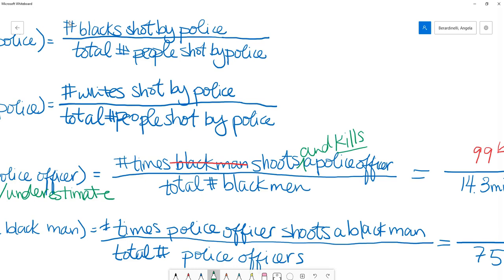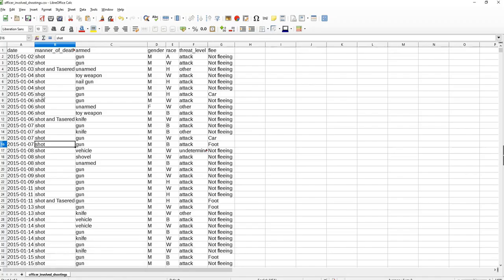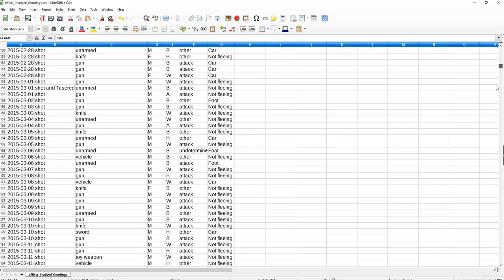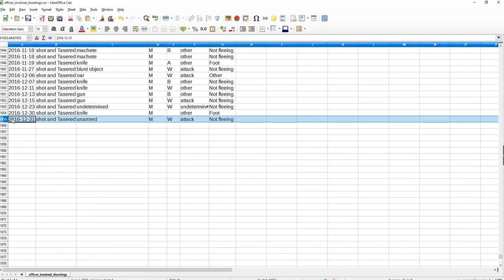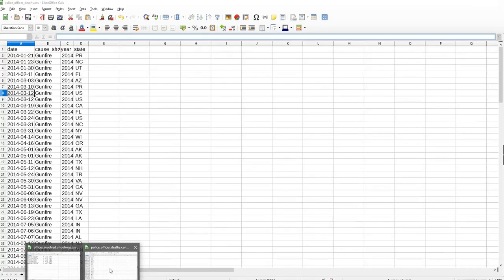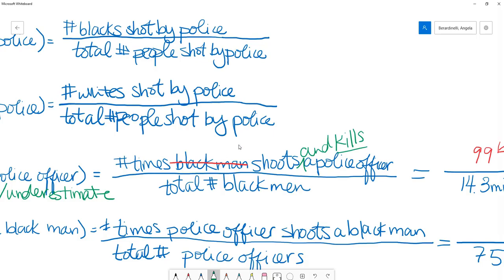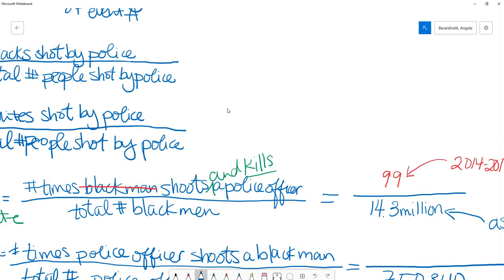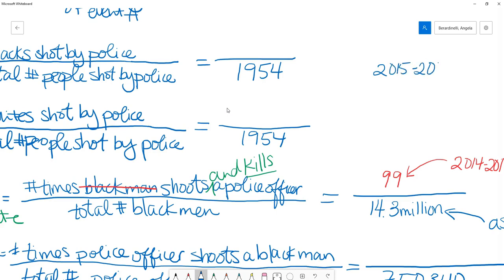We want to know the total number of people shot by police. So that will be easy. We just look at the number of rows minus 1 for the header. So the number of rows here is 1955, so 1955 minus 1 is 1954. So the total number of people shot by police in 2015-2016, which is our denominator on these first two statistics, is 1954. So this is for 2015-2016, according to the Washington Post data.